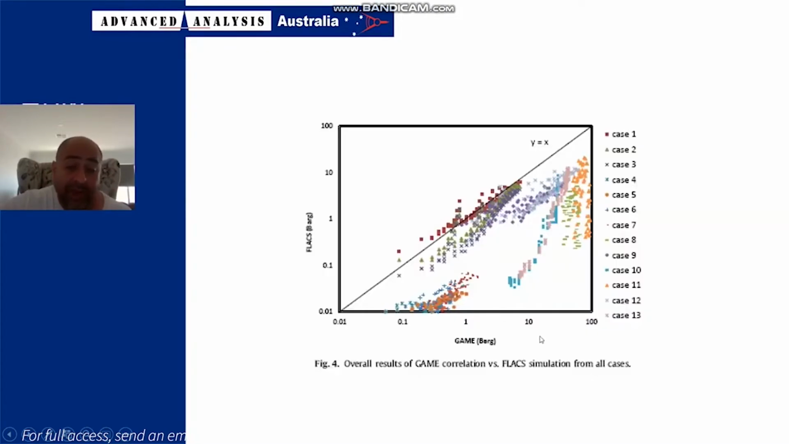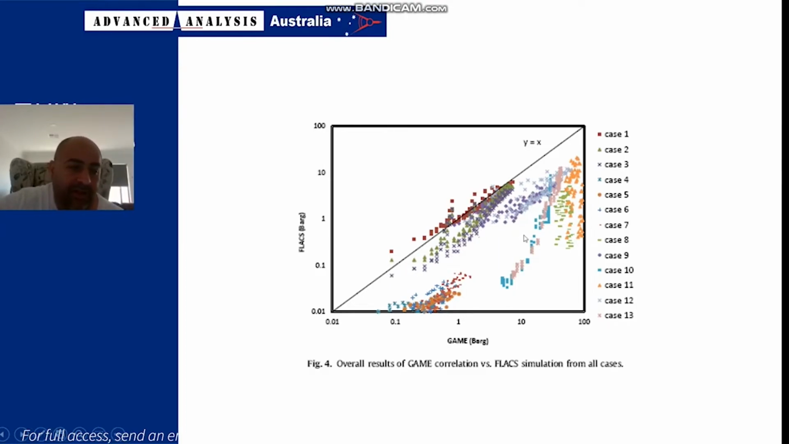In fact, we have a paper from 2010, I believe it might be 2014, where we looked at a comparison of the GAME correlation, the guideline for the application of the multi-energy method, that's used in software like FAST, and we compared that to CFD. Had there been a correlation between the 2 methods, then all of these points would be sitting on the line. Obviously, they're not. The R squared between the 2 was 0.3.